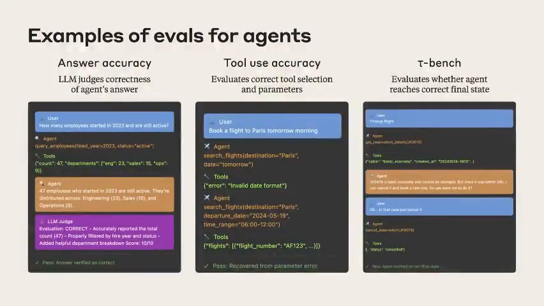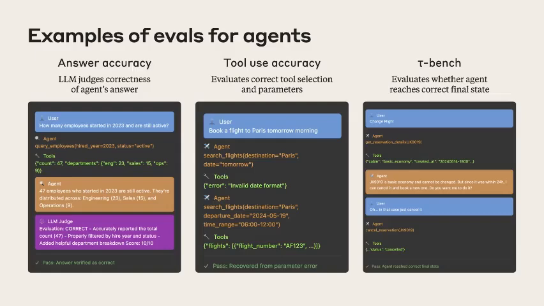Here are some examples of evals for agents. One example that I talked about is answer accuracy. This is where you just use an LLM as judge to judge whether the answer is accurate. For example, in this case, you might say the agent needs to use a tool to query the number of employees and then report the answer.